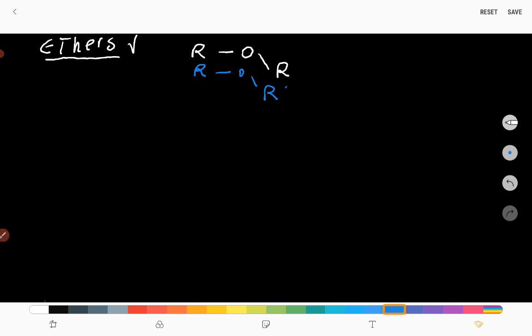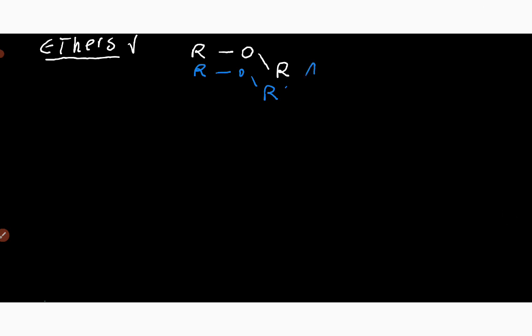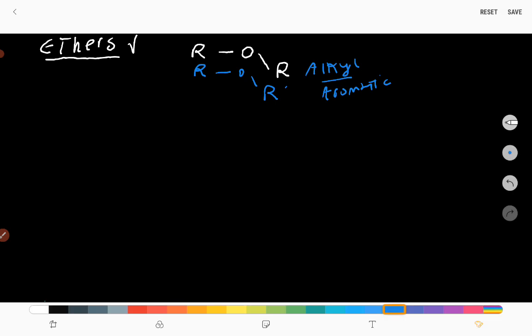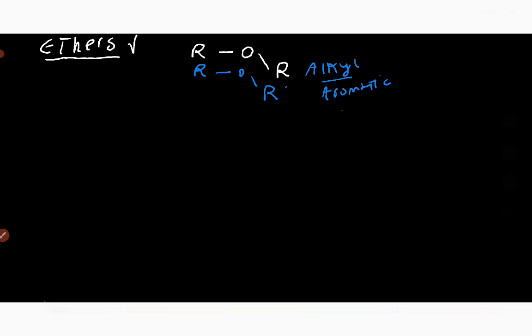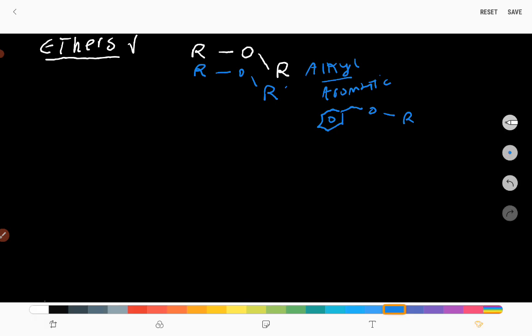These R groups can be alkyl groups, or they can be aromatic groups. For example, you can have a phenyl group attached to, for example, one R group. So these are the shape or structure of the ether molecule.